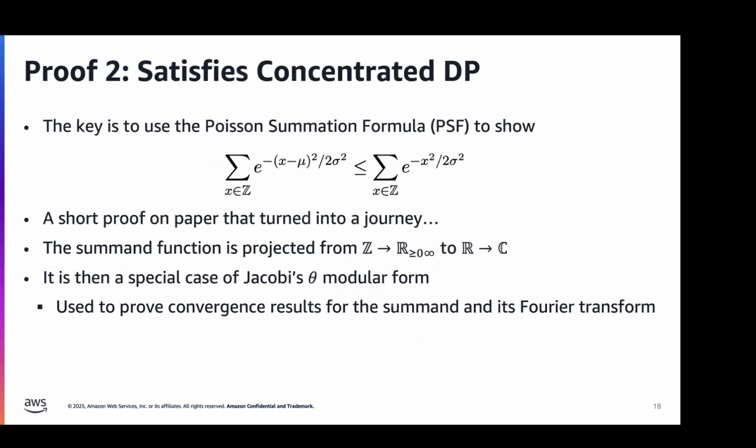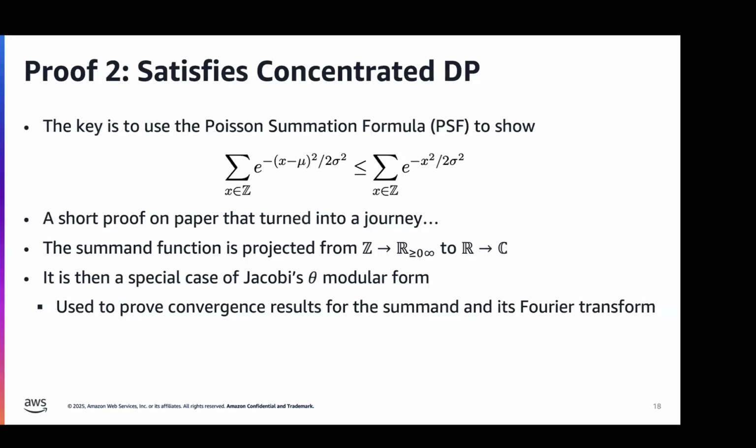The other part of the proof is to show that once you've characterized the distribution, it satisfies concentrated DP. And here, the key to the proof is to use the Poisson summation formula. Here again, it's very useful to have Mathlib, because we need to have this result. In the paper, it's a fairly short proof. It's like half a page.